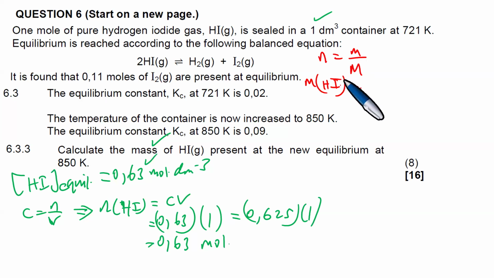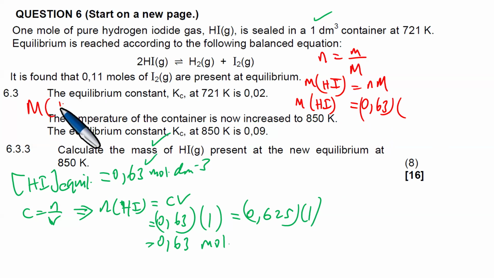Okay, cross multiply here. The mass of hydrogen iodide is the number of moles times the molar mass. So the mass of the hydrogen iodide is the number of moles, we can use 0.63 or 0.625, and then we multiply by the molar mass. Okay, what is the molar mass of hydrogen iodide? It's the molar mass of hydrogen.